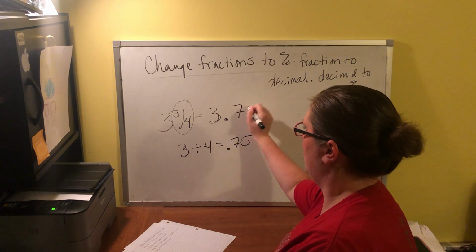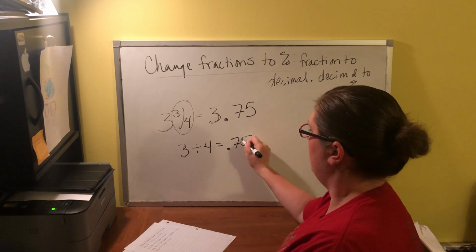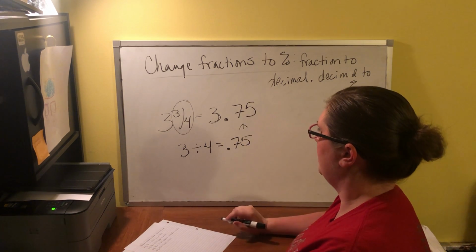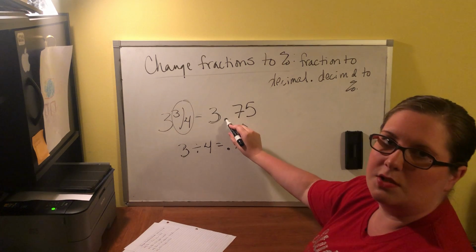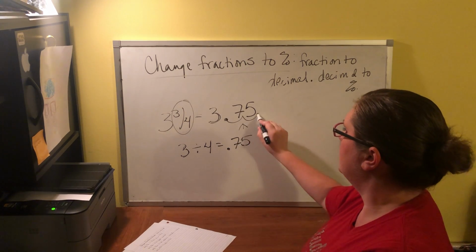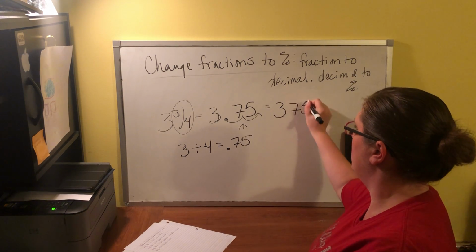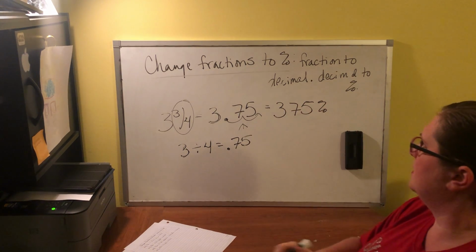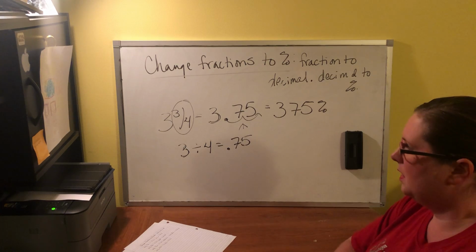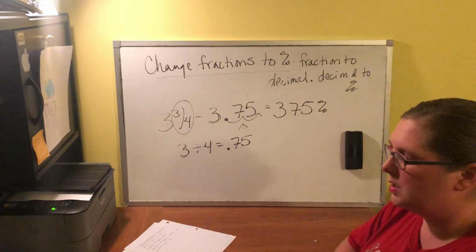Okay, so up here I now have 3.75. Now that I changed this into a decimal, I can move it 2 places to the right to make it a percentage. So now we have 375%. Okay. All right, so like I said, a very short section.